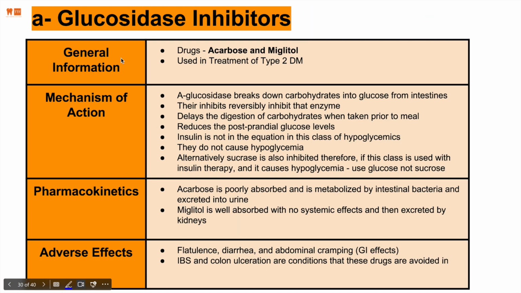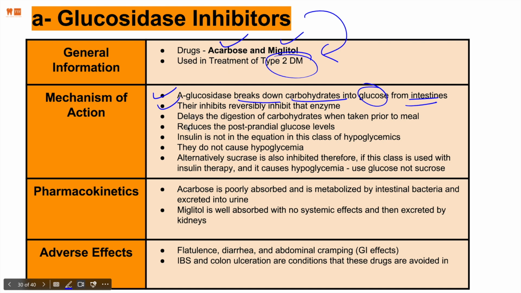Okay, next classification, alpha-glucosidase inhibitors. Generally, acarbose and miglitol are used in the treatment of diabetes mellitus type 2 from this classification. What are we doing? We are stopping alpha-glucosidase. Well, then what does alpha-glucosidase do? Alpha-glucosidase breaks down carbohydrates into glucose in the intestine. So it's a digestive enzyme. Their inhibition is reversible. Right? This inhibition by acarbose and miglitol is reversible.